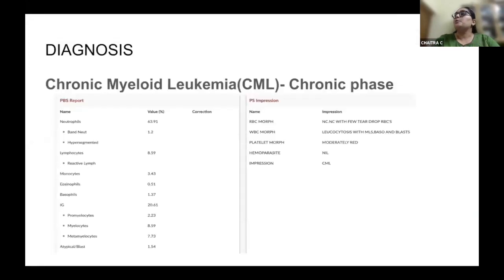This case was reported by a pathologist sitting in Bangalore as chronic myeloid leukemia in chronic phase. We also have an option of typing the peripheral smear impression, approving the report and sending it to the clinician, so the patient gets treatment on time, and further molecular investigations can be sent immediately.